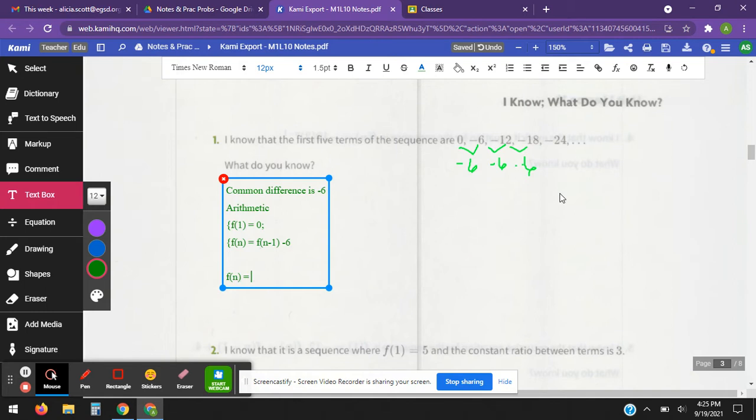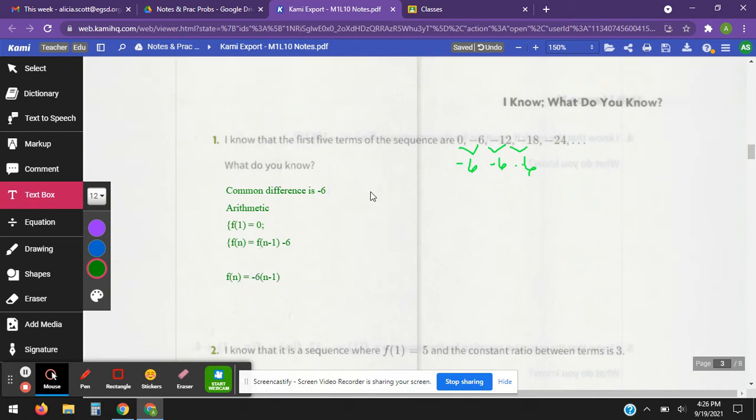F of n equals, my starting term is 0, and I wouldn't actually have to put that, but that's okay. I'm going to do -6, and since this is my second term, I need to do n minus 1. Technically, since 0 minus anything leaves me that number, -6, we can actually take the 0 off.